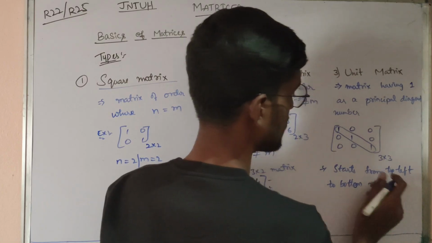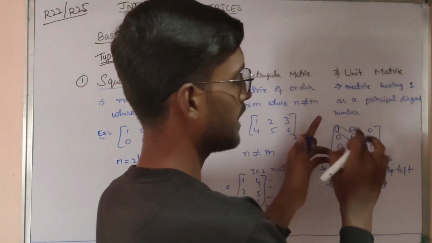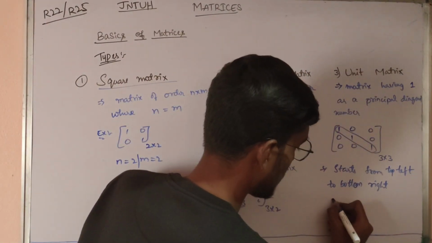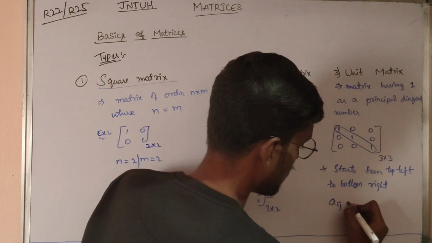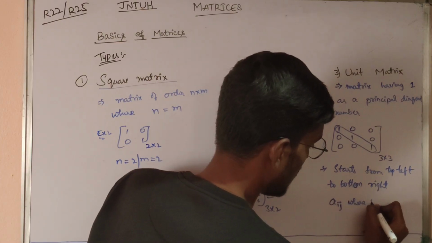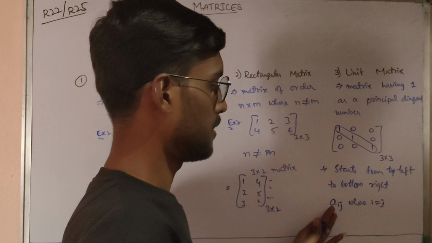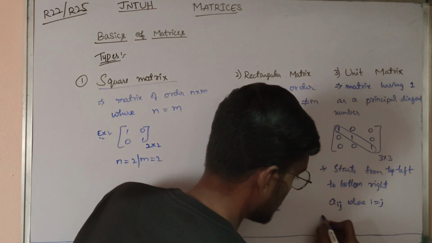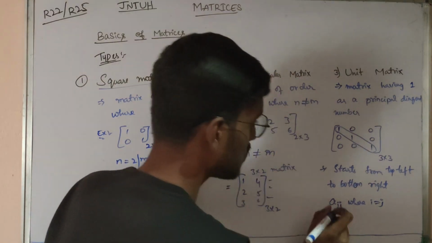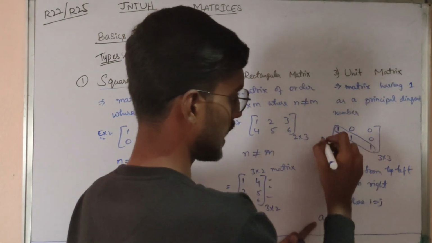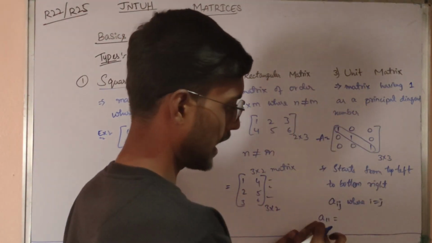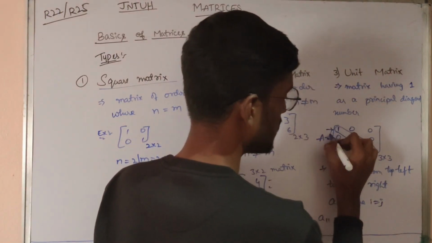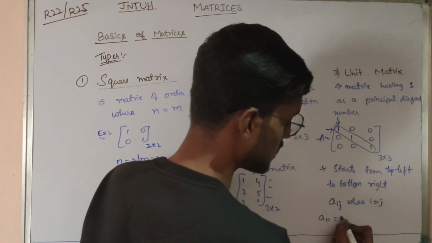Okay, it starts from top left to bottom right, where the element has i and j. Let us take an element aij, where i is equal to j. What is aij? Suppose we take i and j as 1, that is a11, which gives matrix A, the element of the first row and first column. This is the first row and this is the first column, having 1 as its element.